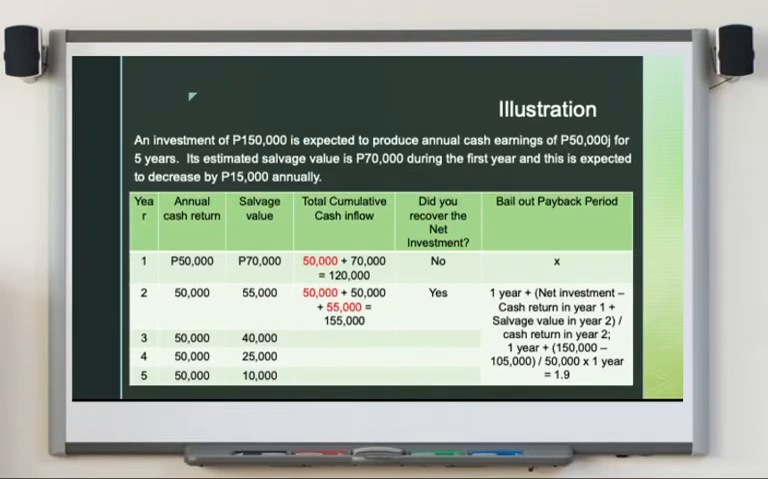So, for example, we have here an investment proposal of 150,000, and it's expected to produce annual cash earnings of 50,000 for 5 years. Its estimated salvage value is 70,000 during the first year, and this is expected to decrease by 15,000 annually.